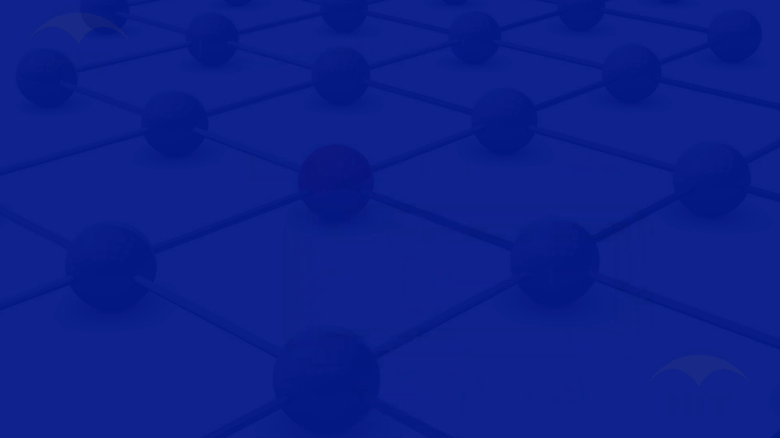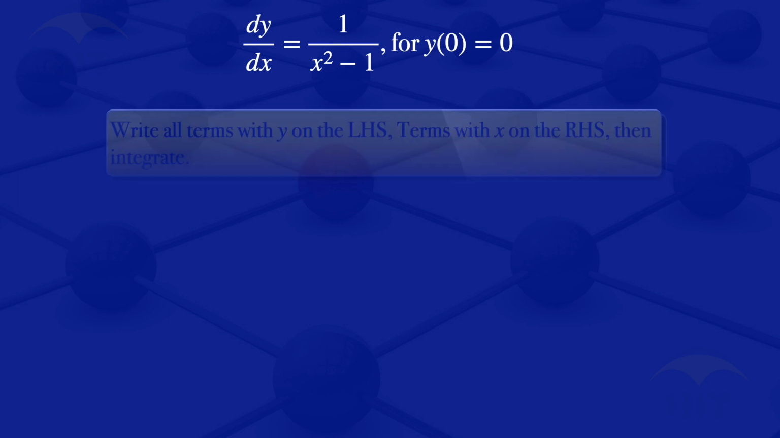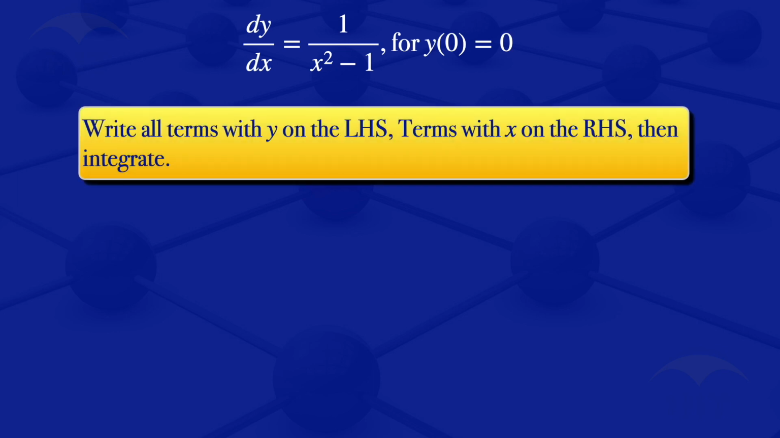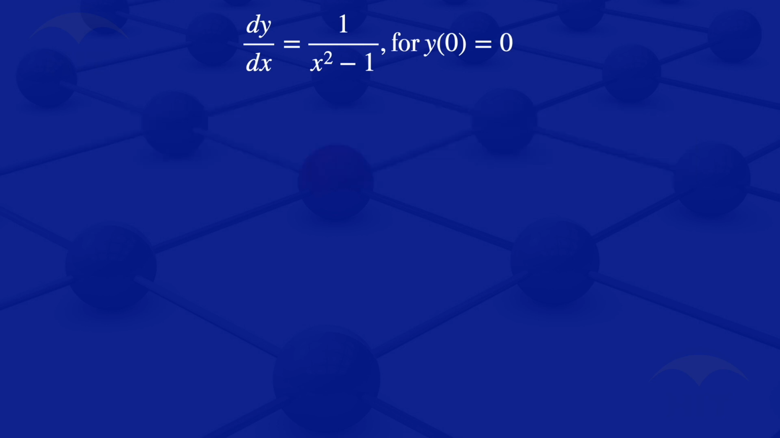I can now move on to question number 2. The derivative of y with respect to x is equal to 1 divided by x squared minus 1, given the initial condition y(0) is equal to 0. I can write all the terms with y on the left hand side, terms with x on the right hand side, then integrate. So when I do that, we would have the terms with y, dy, then 1 divided by x squared minus 1 dx, then integrate on both sides.